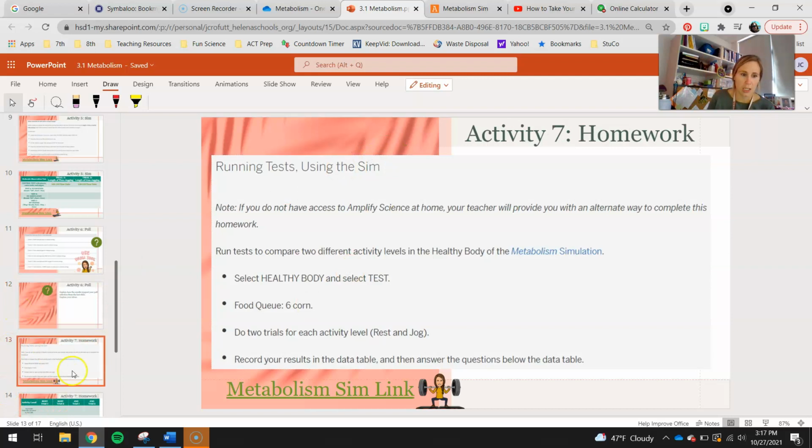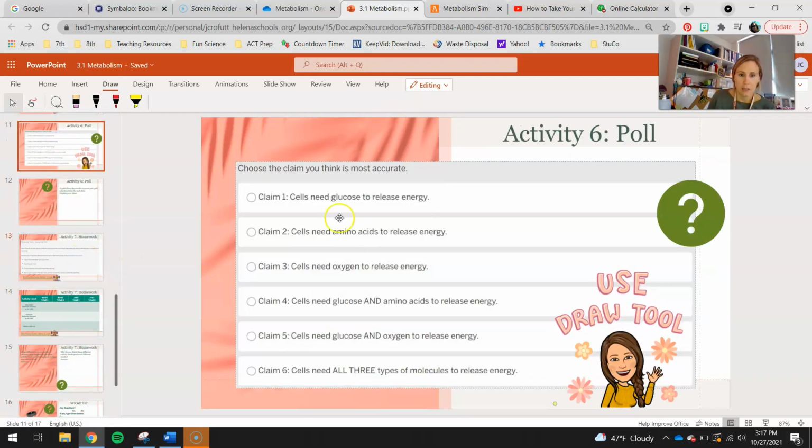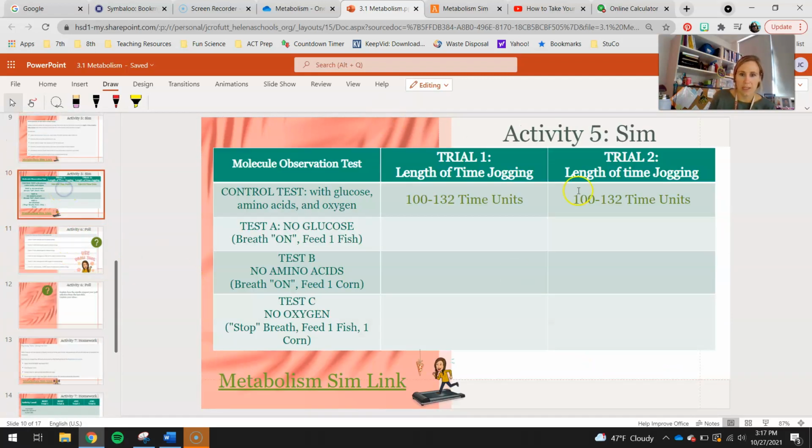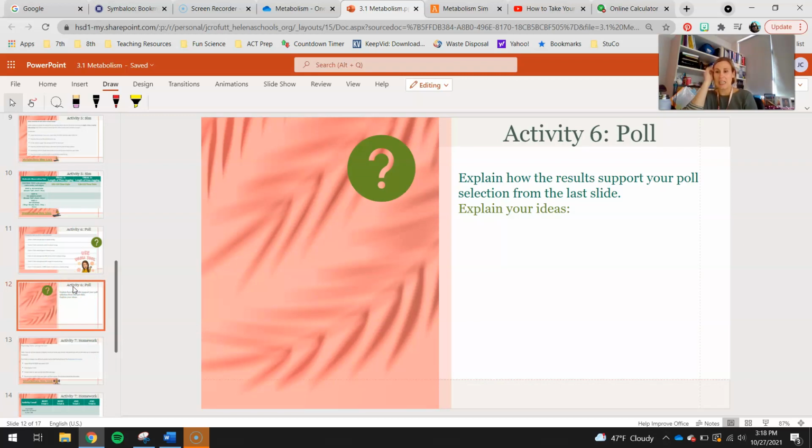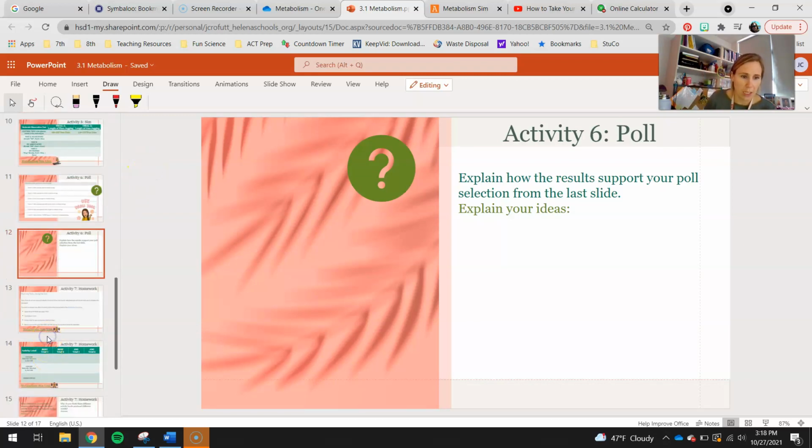So you made your poll selection here. So how do the results from this data table help support that? Use some of your data to help explain why you chose the correct claim under your poll. And then finally, let's move on to our homework activity 7.